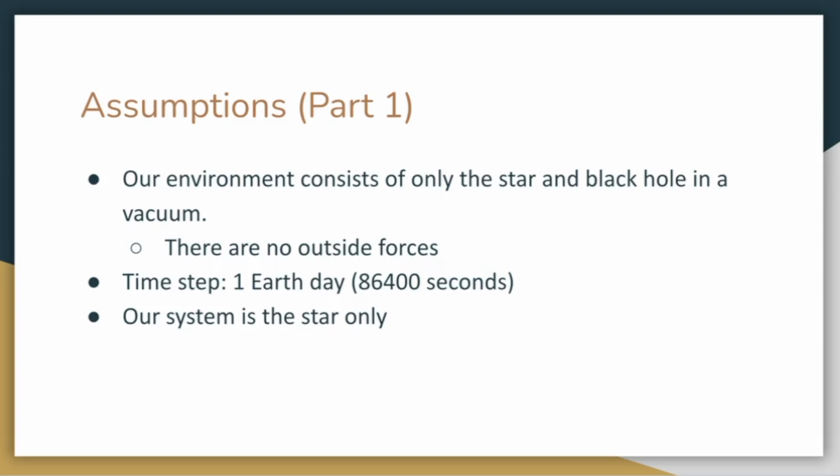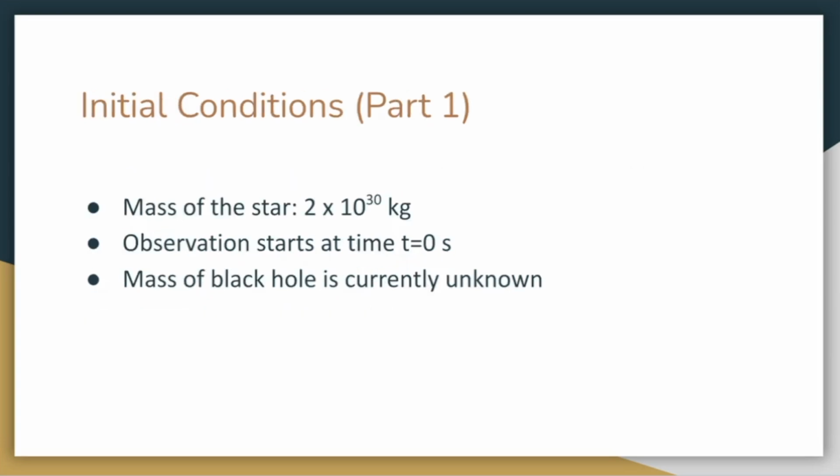The assumptions we will be making for the first part of this lab include the following. Our environment consists of only the star and the black hole in the vacuum. In other words, there are no outside forces. Our time step is 1 Earth day, which is also equal to 86,400 seconds. Our system is the star only. These are our initial conditions.